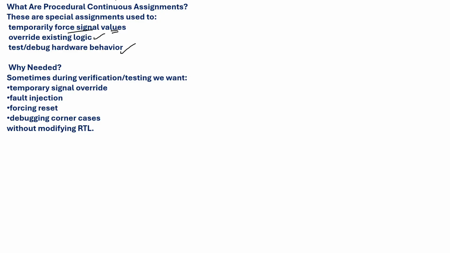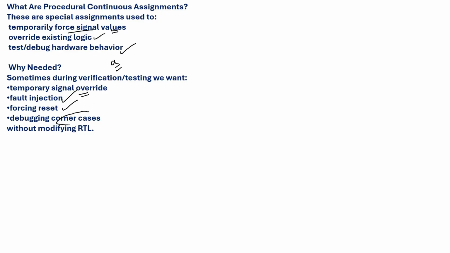So the procedural continuous assignment is temporarily forced signals that we apply. Then why do we need this one? Sometimes during verification or testing, we want some temporary signal overriding. Suppose a is there, and I want to override that value. Some fault injections we are using, or forcing reset we are applying. Sometimes I am not getting the value, so forcibly I will reset it, because my system hangs. What I need to do is Control Alt Delete, and then I will see the forcible reset. Then only my system will run again. That is the purpose we are using that.